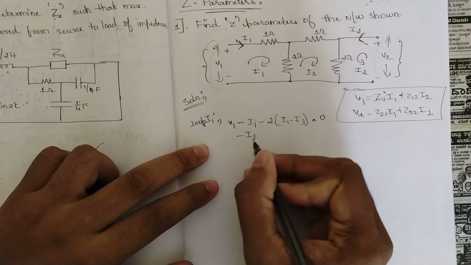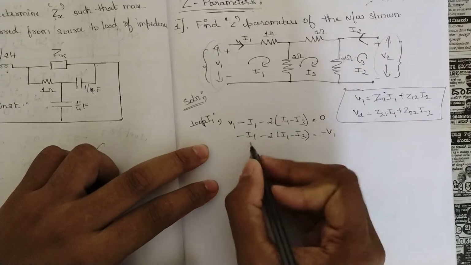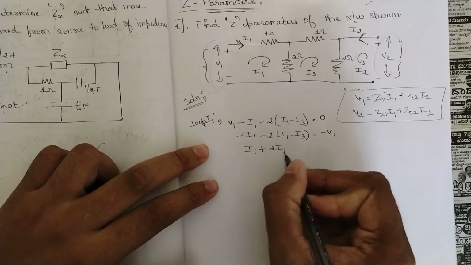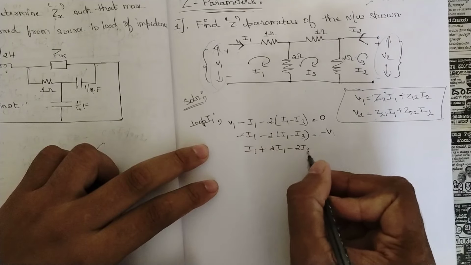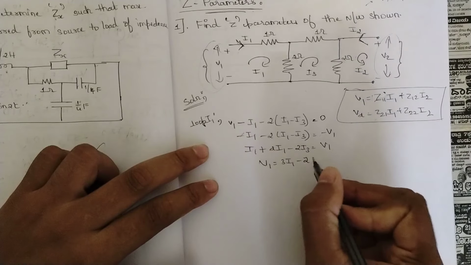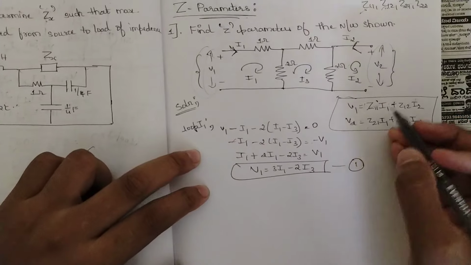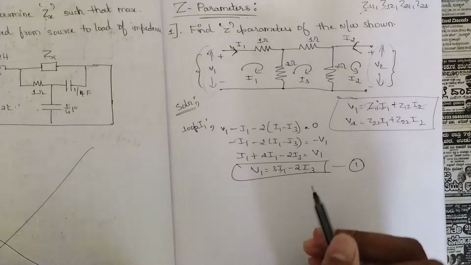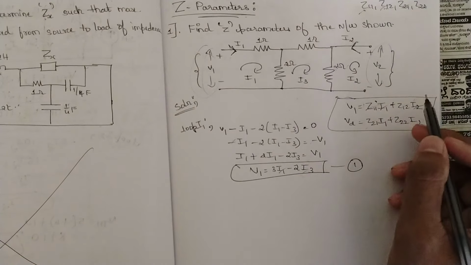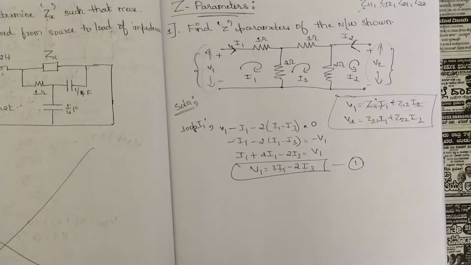Now solve this: minus I1 minus 2 into I1 minus I3 is equal to minus V1 after bringing V1 to the other side. Taking all the negative signs common and cancelling them, we are left with I1 plus 2I1 minus 2I3 is equal to V1. So V1 is equal to 3I1 minus 2I3. Name it equation 1. If you observe carefully, V1 should consist of the independent variables I1 and I2, but here we have I1 and I3. Our goal is to substitute I3 in terms of I2, because we need I1 and I2 to get the coefficients Z11 and Z12. That is the first part.